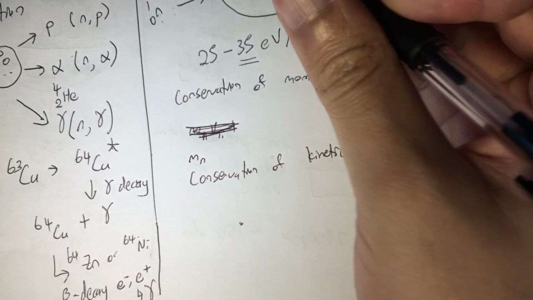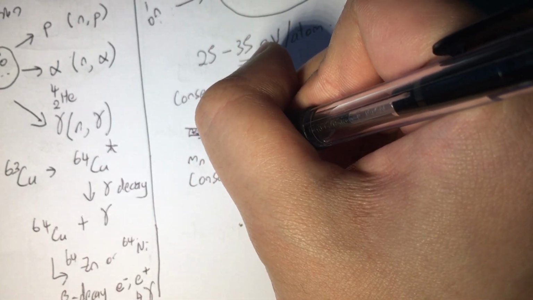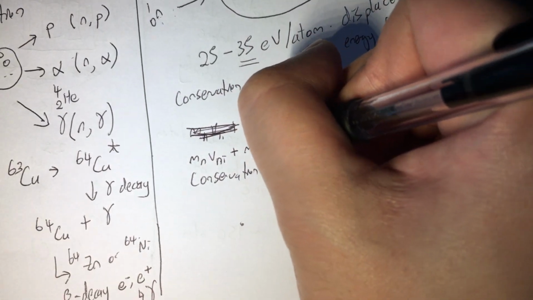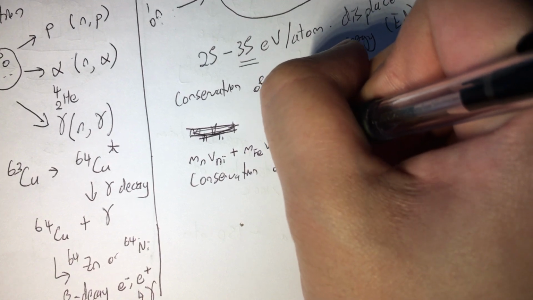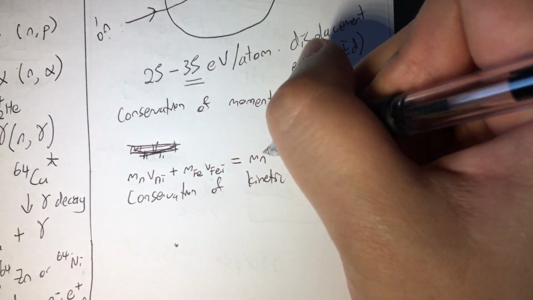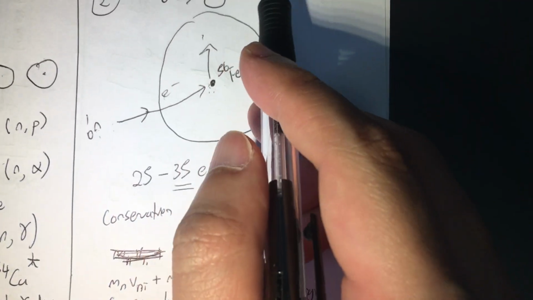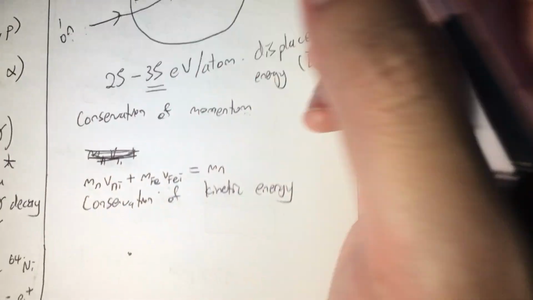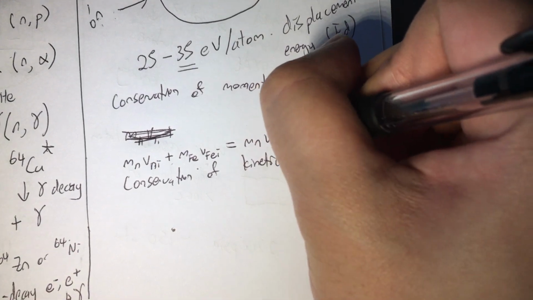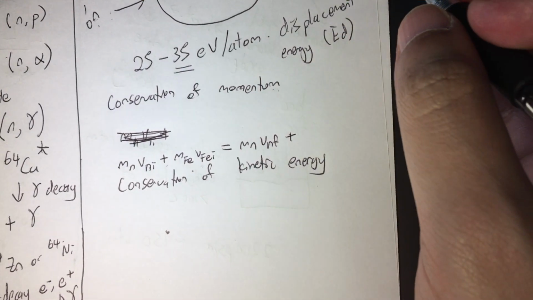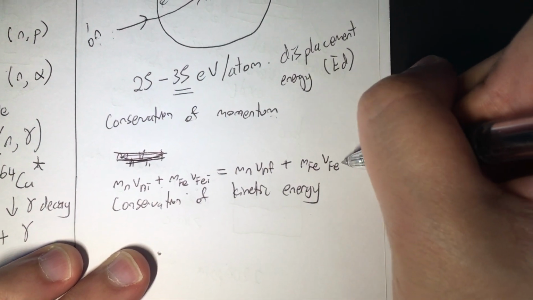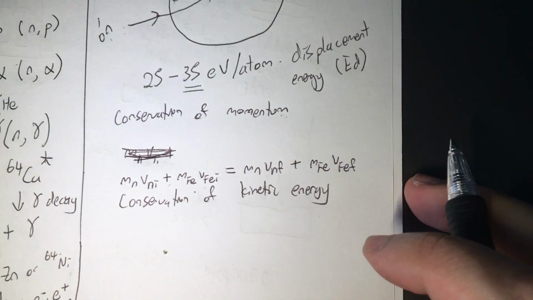The mass of the neutron times the velocity of the neutron at the initial state, plus the mass of the iron times the velocity of the iron at the initial state, equals the mass of the neutron times its final velocity. So this is the momentum of the initial states, which is over here. This is the initial momentum, and the final momentum should also be the same. Plus m_Fe v_Fe final.